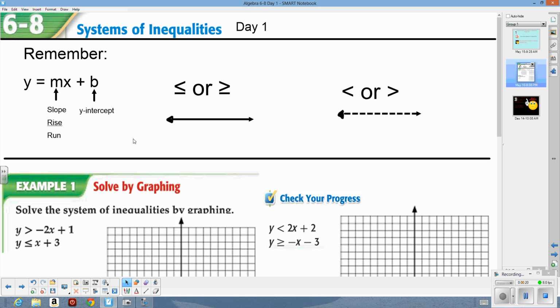In order to graph systems of inequalities, you have to first remember that you need to graph the boundary line, y equals mx plus b. M is the slope and b is the y-intercept. If the inequality has a less than or equal to or a greater than or equal to, it means it includes the points on that line, so you make a solid line. And if it's a less than or greater than symbol, it does not include the points on the boundary line, so you would want to use a dashed line.